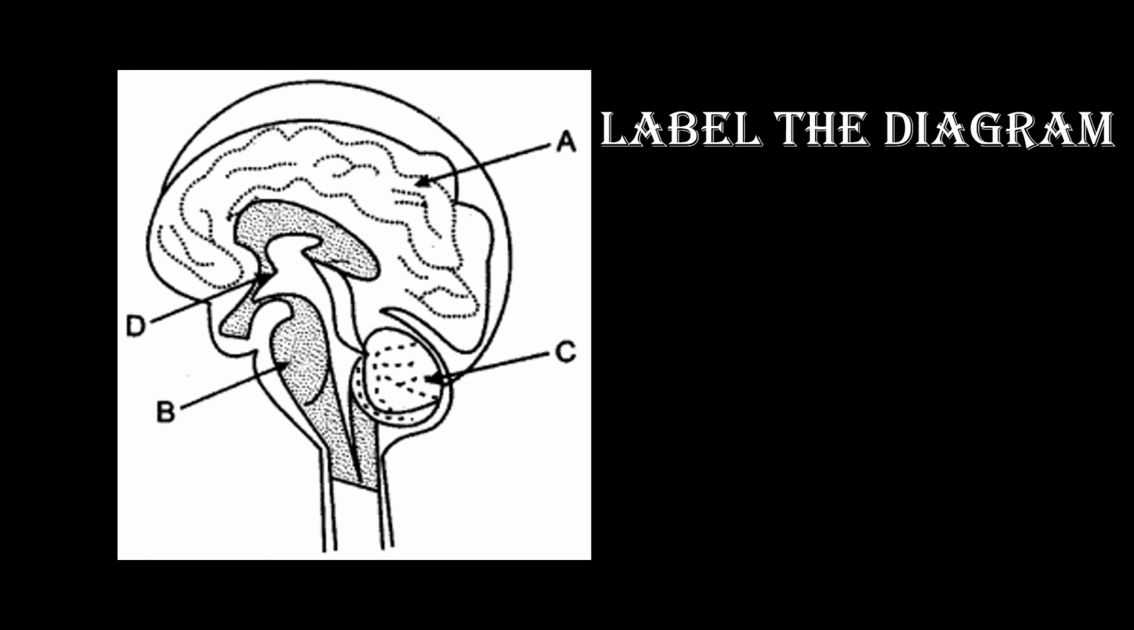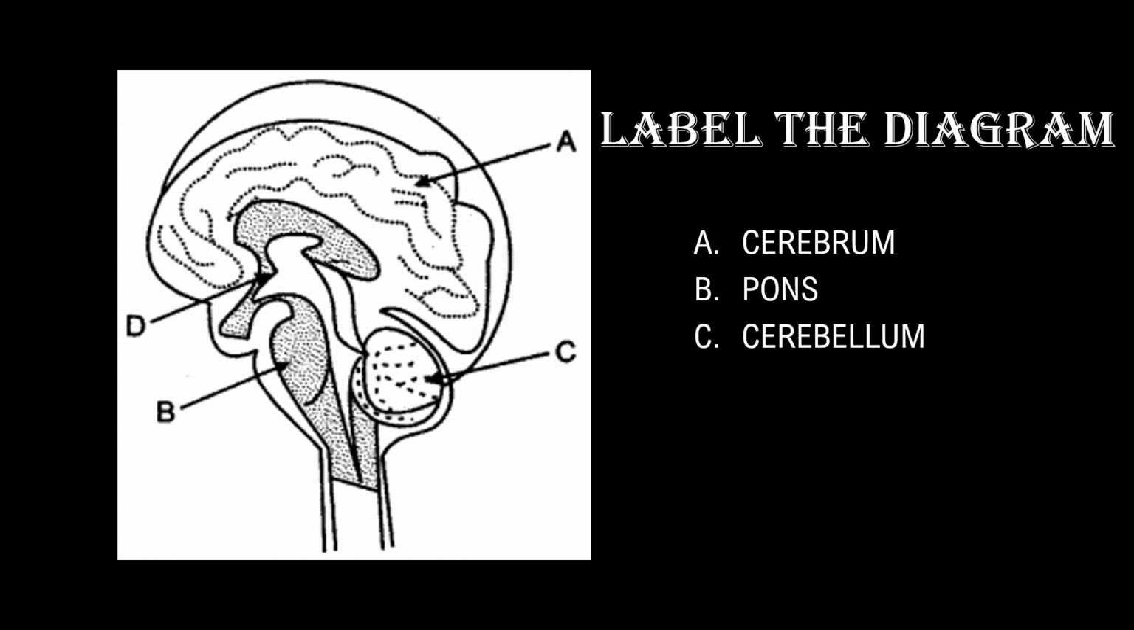Label the diagram. A cerebrum, B pons, C cerebellum, D corpus callosum.